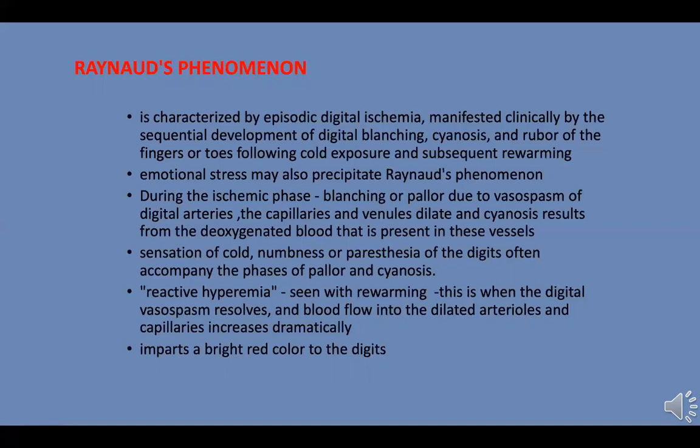During the ischemic phase, blanching or pallor is due to vasospasm of digital arteries. The capillaries and venules dilate, and cyanosis results from the deoxygenated blood that is present in these vessels. Sensation of cold, numbness, or paresthesia of the digits often accompany the phase of pallor and cyanosis. Reactive hyperemia is seen with rewarming, and this is when the digital vasospasm resolves and blood flow into the dilated arterioles and capillaries increases dramatically. This will impart a bright red color to the digits.